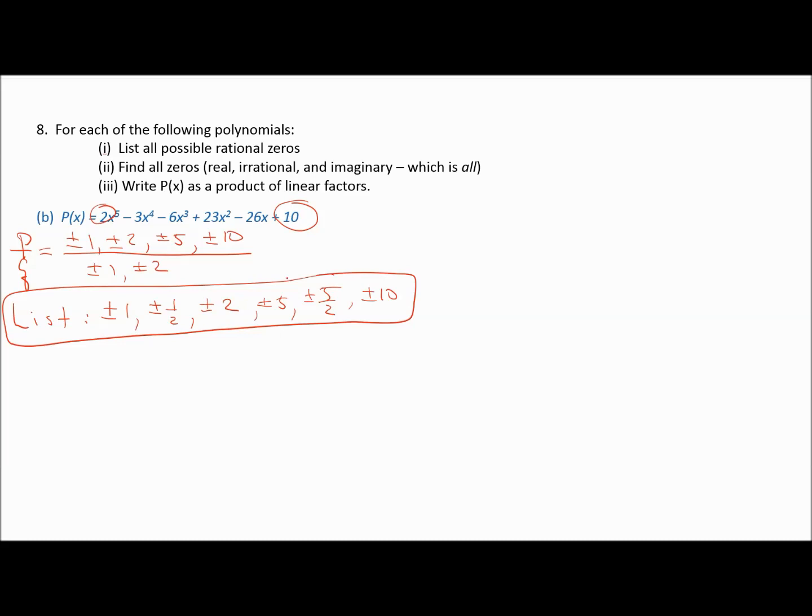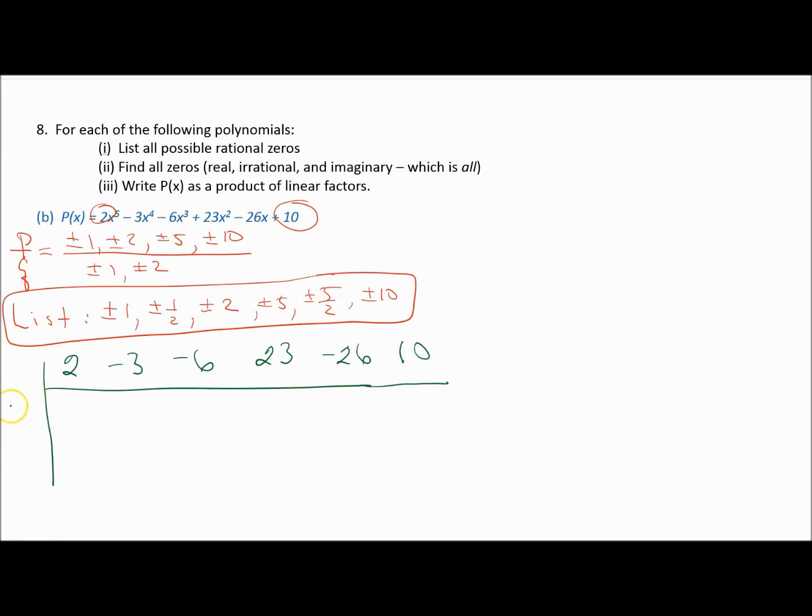So I'm going to move on to part 2. We're supposed to find all of the zeros. So to do that, I have to do my synthetic division table. Across the top, I have to list my coefficients. Has to be in descending order. Notice 5, 4, 3, 2, 1, constant it is. And we're not missing any of our exponents. So I have a coefficient for all of them. That's 2, -3, -6 for my x to the third, positive 23 for my x squared, -26 for my x, and then finally, don't forget 10 down here for the constant.